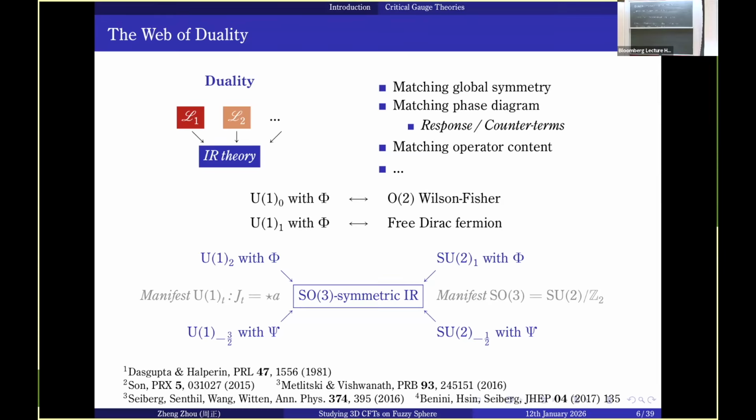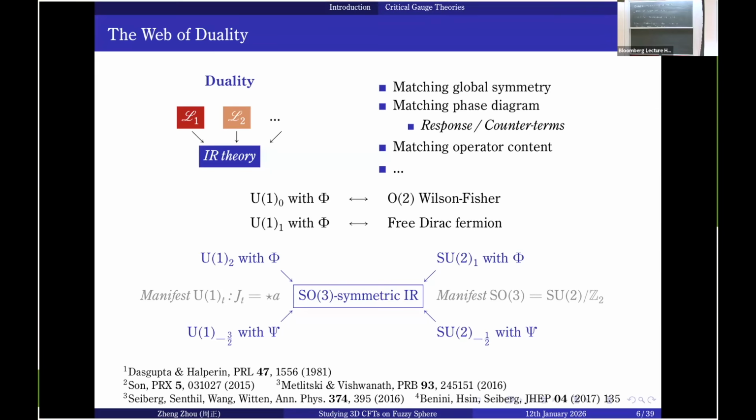This duality has been numerically verified by Dasgupta and Halperin. On the other hand, more dualities stay at the stage of conjecture. These conjectures are made by matching the global symmetry, matching the phase diagram, which also includes matching the counterterms or the response, and matching the operator content of both sides. For example, the U(1) level 1 Chern-Simons coupled to a complex scalar is conjectured to be dual to one free Dirac fermion. For these two dualities, one side of the duality is known.